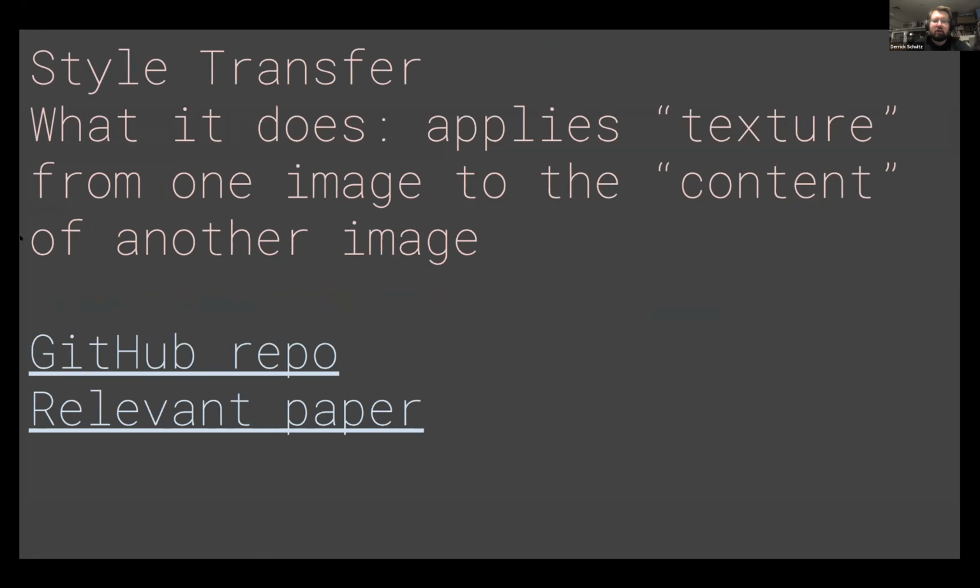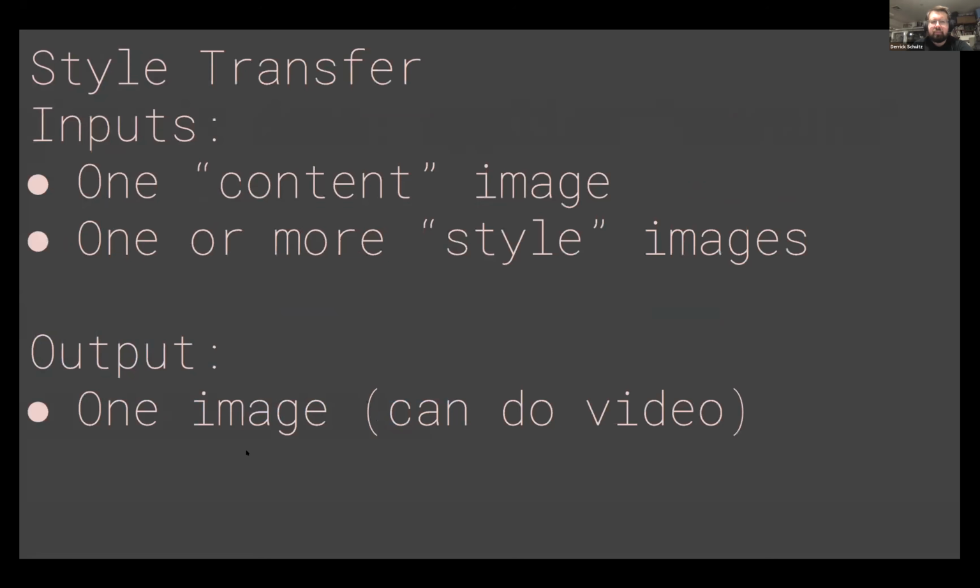If you're interested, here are links to GitHub repos and relevant papers. I'll also add some links to our class site for videos for each of these if you're interested in seeing how people make them. Its input is two images. One is the content image, which is the structure, and the other is the style or the texture. Together it outputs one image of those two things combined. This can do video, although video is a more time-intensive process, but it is possible to generate a style transfer video.